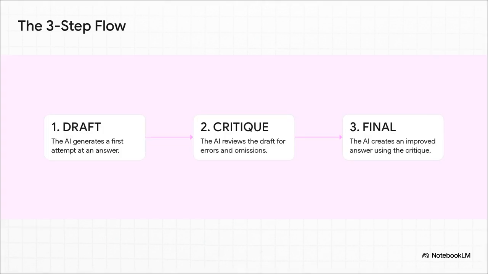And here it is, that three-step flow: draft, critique, and final. First, the AI just spits out a raw first attempt. Then, it's prompted to look only for problems with that draft. Finally, it's asked to combine that original draft and the critique into a single polished answer. This simple loop is the engine that drives the entire system.